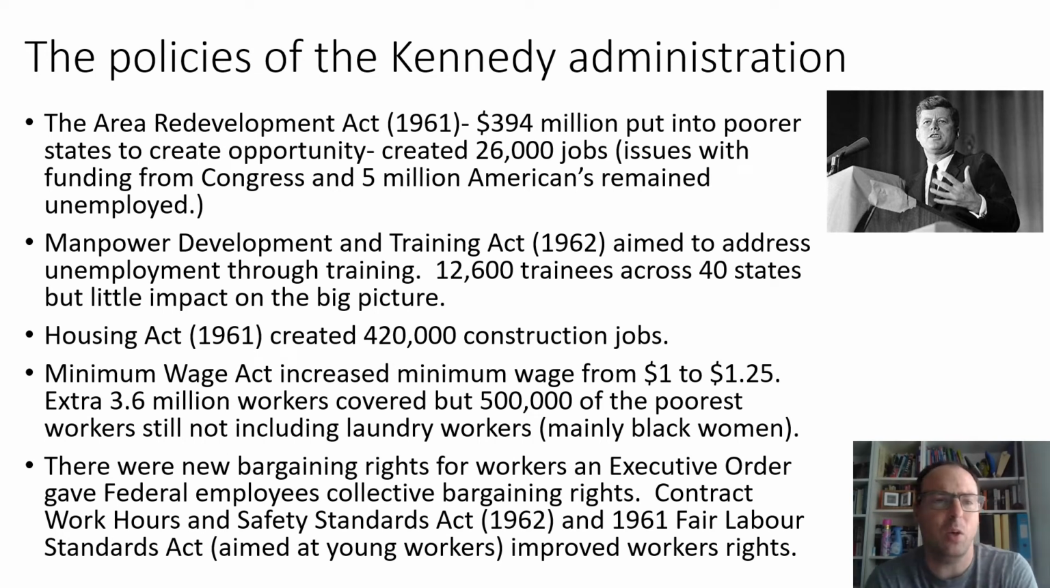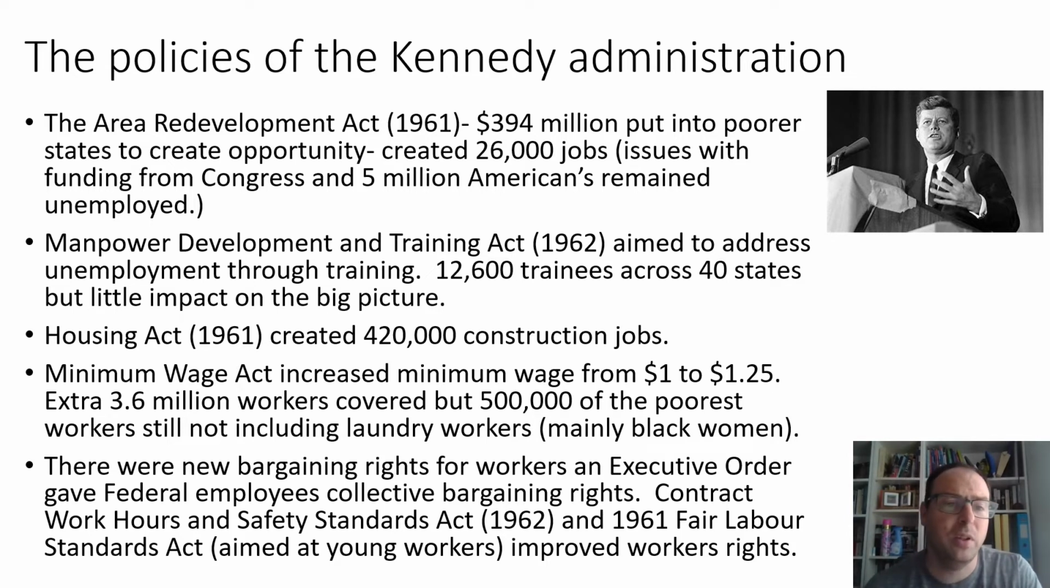Looking in more detail at what he actually does, we've got several key acts that go through. So we've got the Area Redevelopment Act, which put $394 million into poor states, creating job opportunities, and created 26,000 jobs. Doesn't seem like a big return, does it, on that amount of money? There were issues with funding from Congress, so not all the money got through, and 5 million Americans remained unemployed.